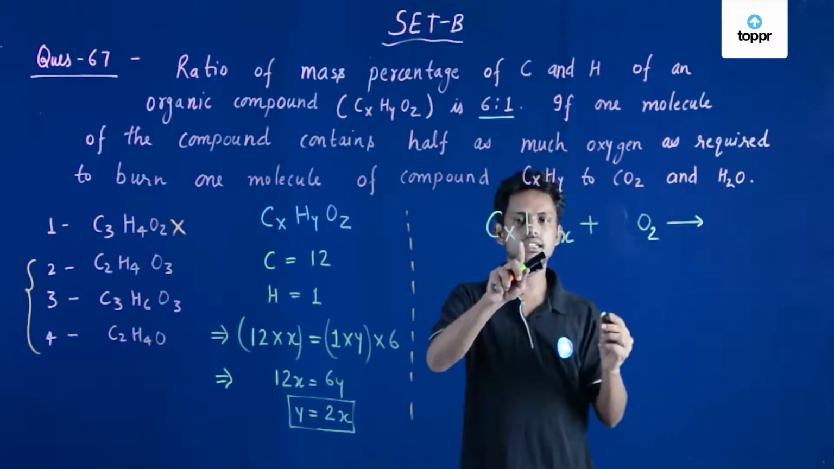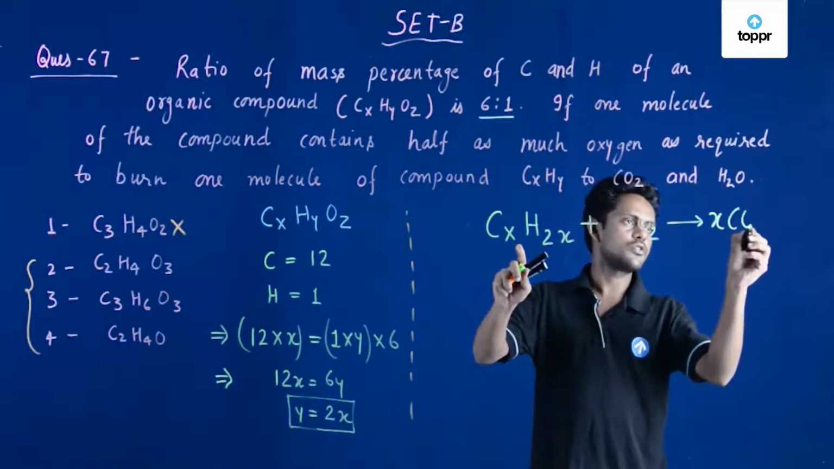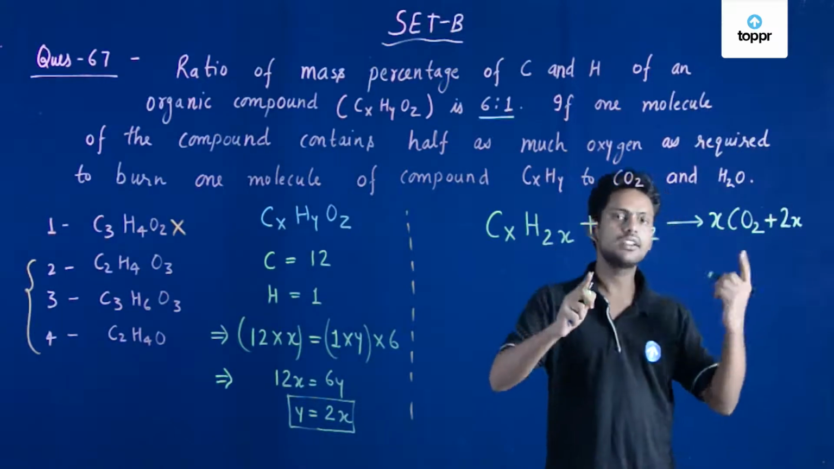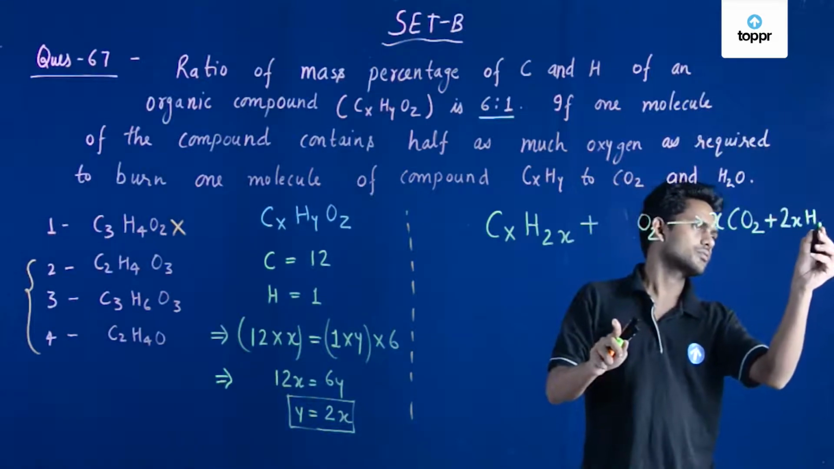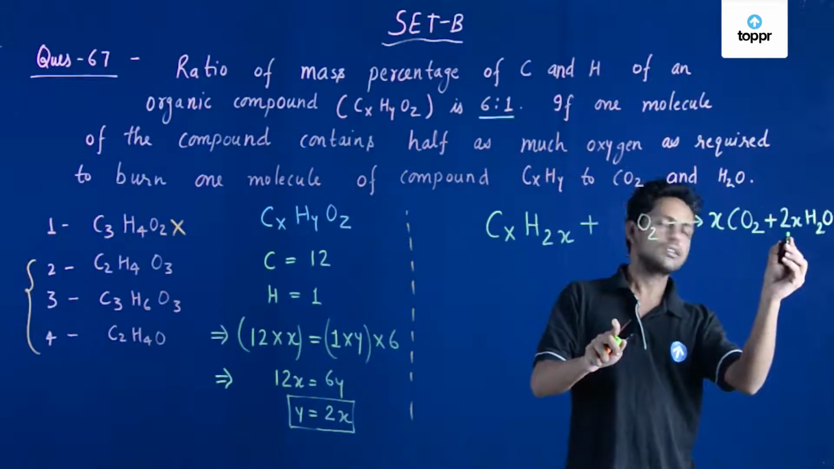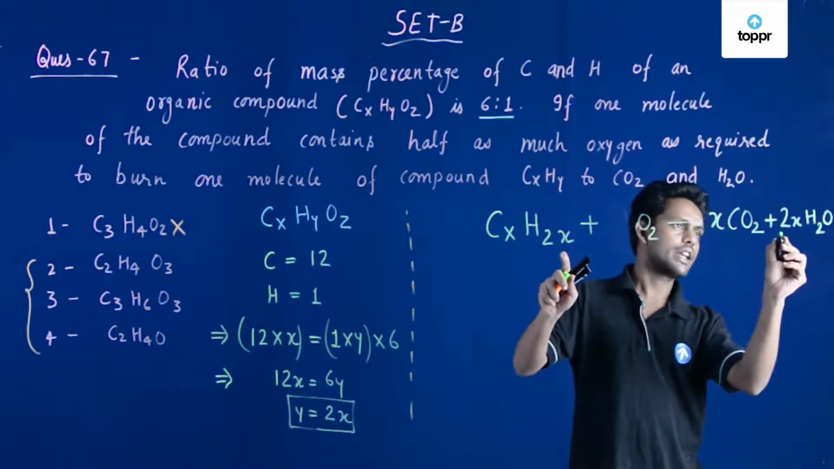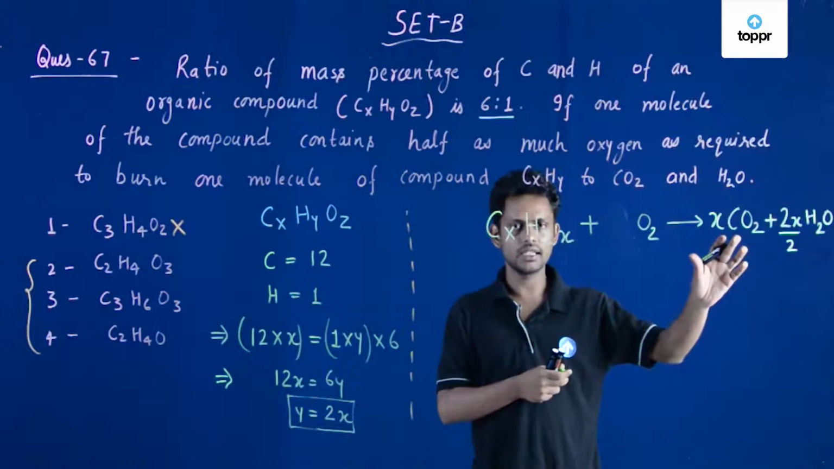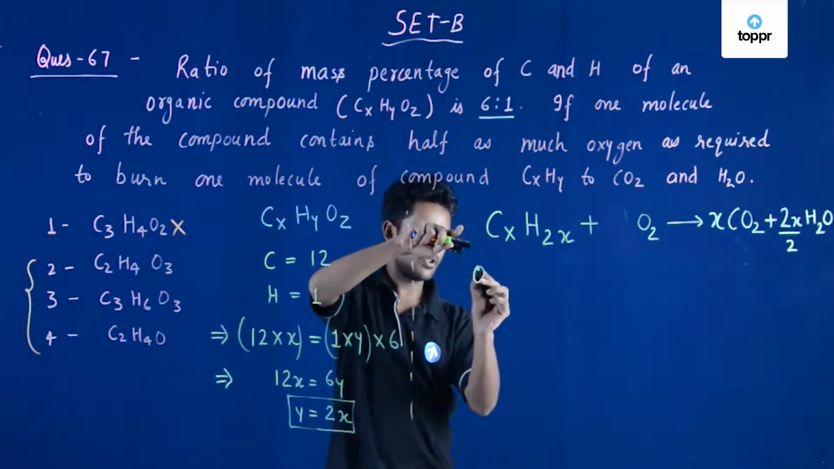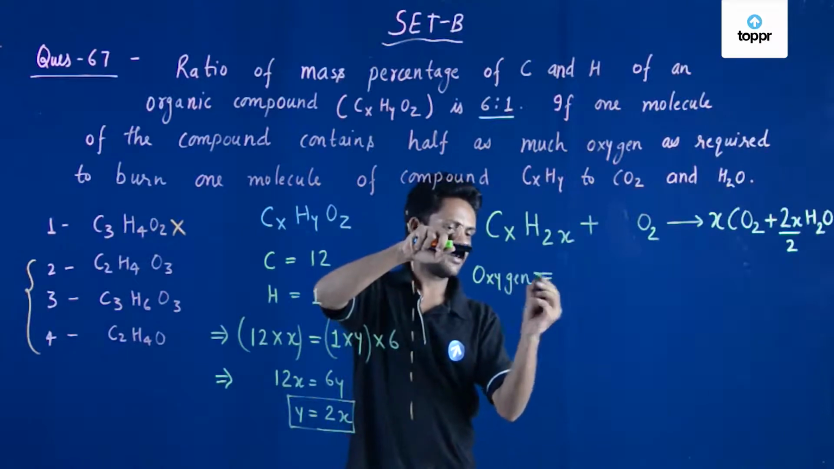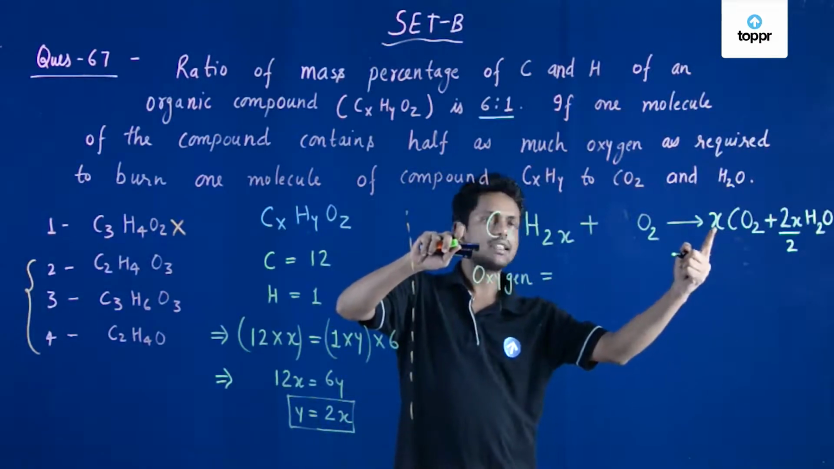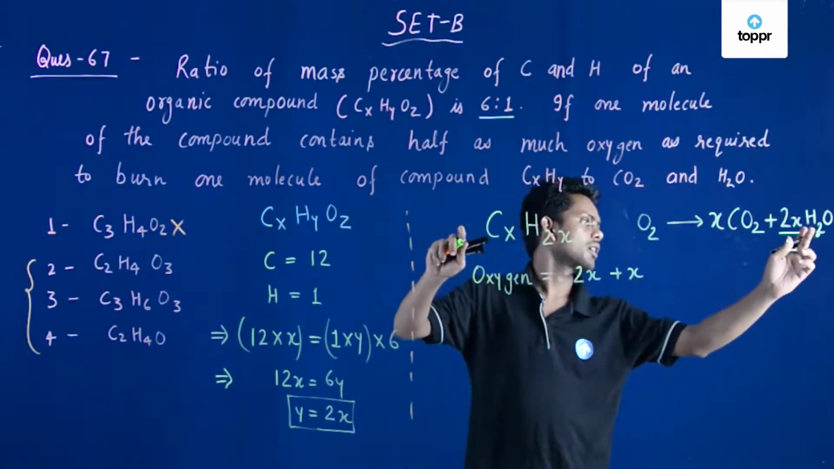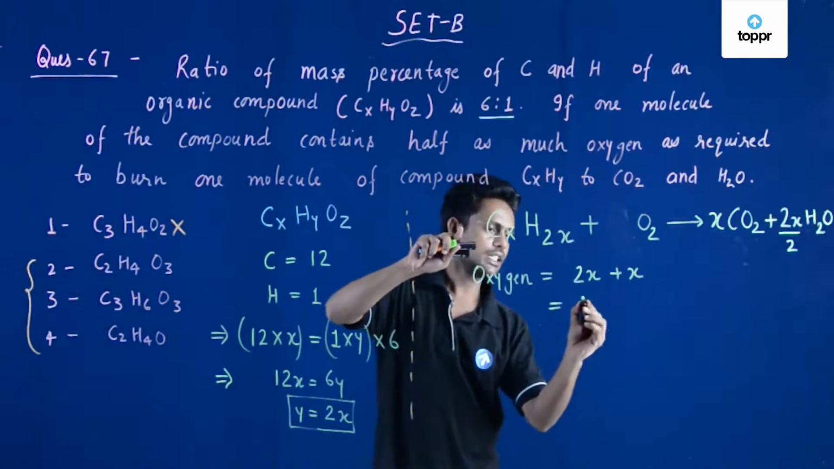Then what I should get is x molecules of CO2 plus 2x divided by 2 molecules of H2O, because I need 2 atoms in water, so that again remains x. Now we can calculate the number of oxygen atoms involved in this reaction. How much oxygen is needed? 2 into x in CO2 plus x in H2O, so that means total oxygen needed is 3x.